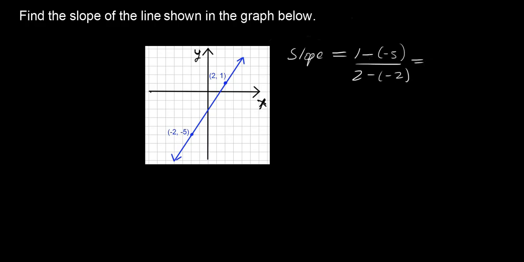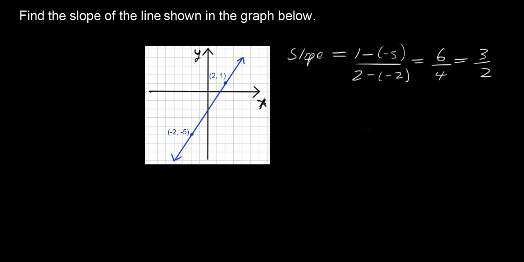And let's see, when I simplify, in the numerator I've got 1 minus a -5, which is the same as 1 plus 5, which is 6. And then in the denominator I have 2 minus -2, which is the same as 2 plus 2, which will give me 4. And I could reduce that fraction. 6 over 4 gives me 3 halves. So 3 halves would be the slope of that line.